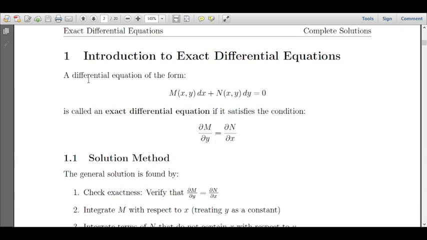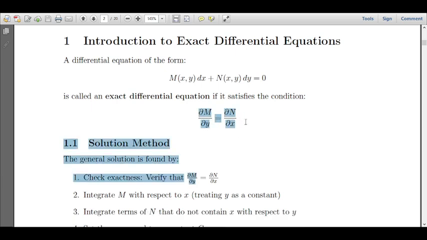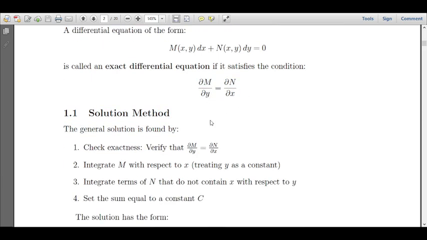Now, what is an exact differential equation? A first order first degree differential equation dy by dx equal to f of x,y, of the form M of x,y dx plus N of x,y dy equal to 0, is called an exact differential equation if it satisfies the condition: partial derivative of M with respect to y is equal to partial derivative of N with respect to x, that is, dou M by dou y equal to dou N by dou x.